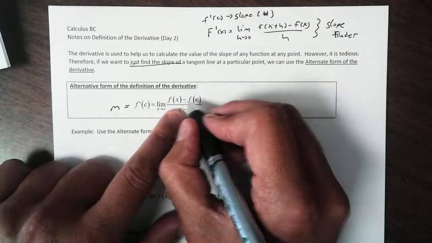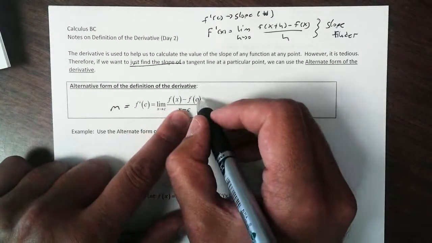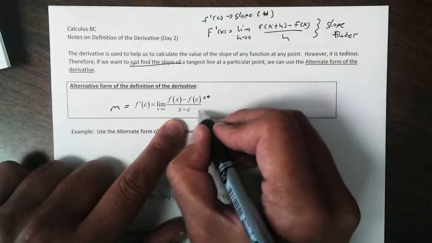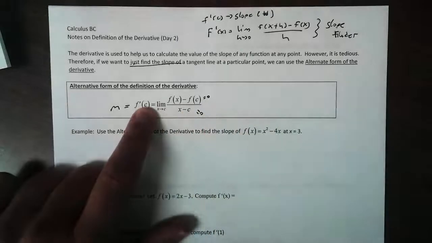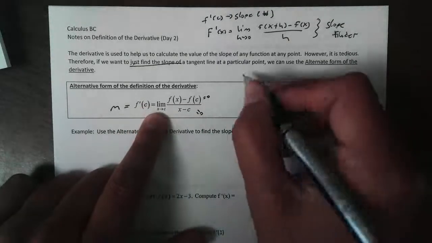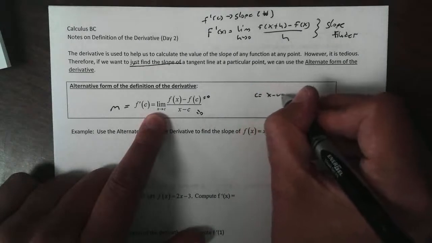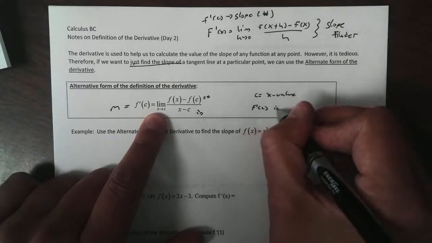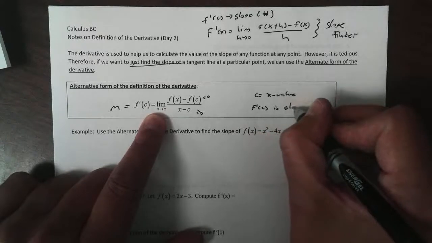It is the function minus the value at c over x minus c. Now if you notice though, we do get 0 over 0, which is why we take a limit. So we're going to let x approach the value we are looking for, where we say c is the x value we want the slope at, and f prime of c is the slope itself.